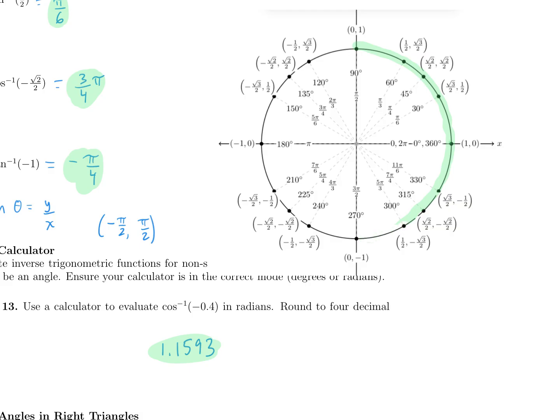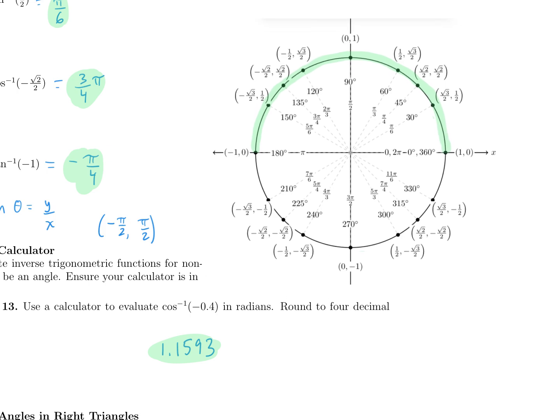I'm going to erase this part since that's not where inverse cosine is defined. Inverse cosine is defined from 0 to pi. Okay, so let's see. We're looking at negative pi over 3, right? So this is positive pi over 3, which means negative pi over 3 is this one.